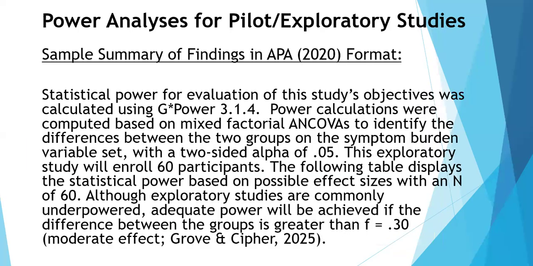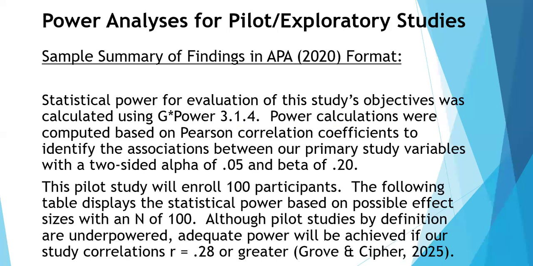So you can see this last sentence, although exploratory studies are commonly underpowered, adequate power will be achieved if the difference is greater than an f of 0.30, a moderate effect. That is how that might be presented with this type of study. Here's another example using a Pearson R correlation coefficient. So we have this hypothetical example.